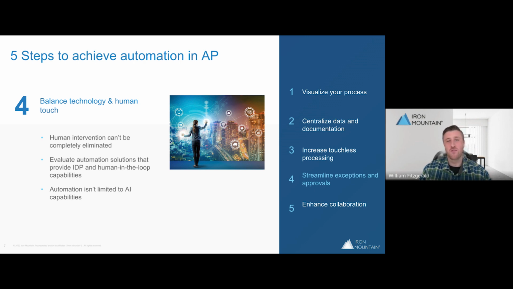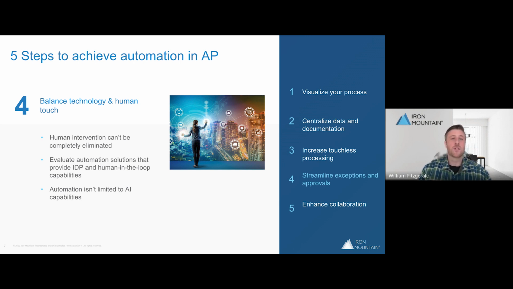Human intervention cannot be completely eliminated from invoice processing, especially when dealing with a large volume of unstructured invoices. Artificial intelligence and machine learning greatly improve an organization's processing times, but invoice exceptions and business rules, IDP tolerance settings, and invoice errors or mismatches provide scenarios where human validation is still going to be required. For those reasons, organizations should leverage solutions that provide intelligent document processing and human in the loop capabilities.